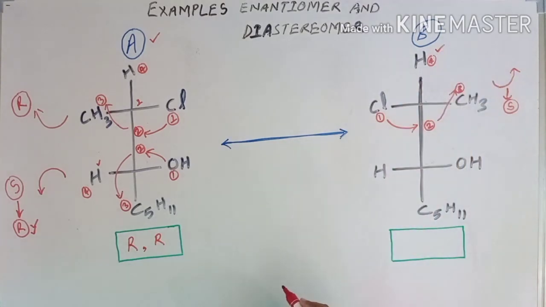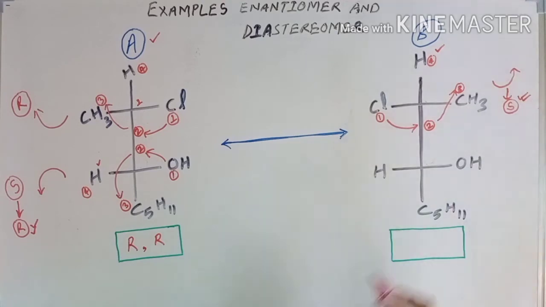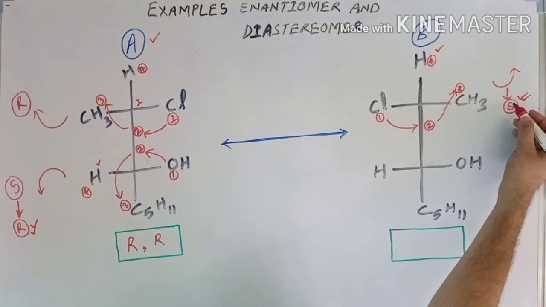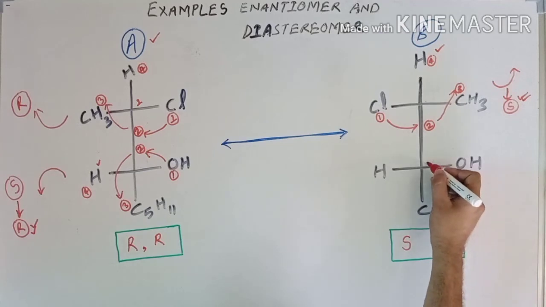Lowest priority group on this carbon is hydrogen. Its position is vertical. So if the lowest priority group is on vertical position, the configuration remains same, which is depicted by the movement of arrow. So movement of arrow is in anticlockwise direction, so configuration retains or configuration remains the same. So this carbon has what? S configuration. Now we will move on to the next carbon.